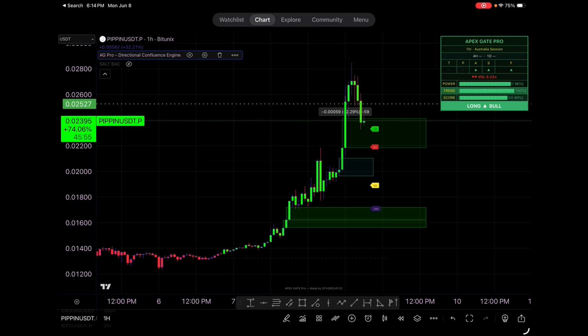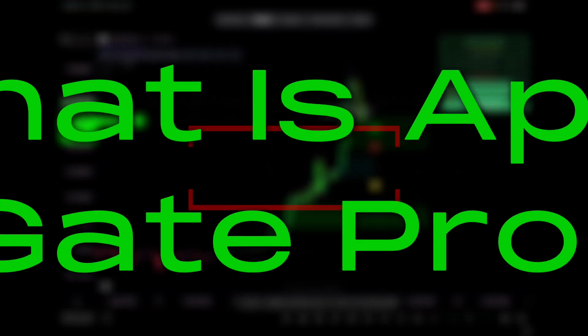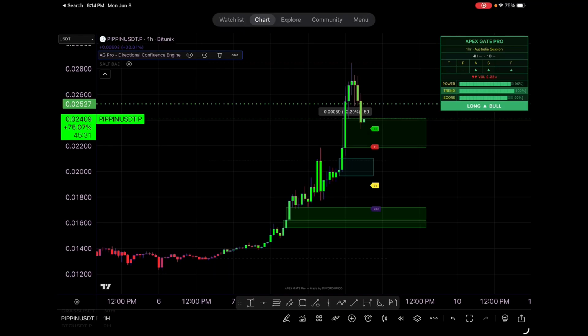That's why I started using Apex Gate Pro. Now, what is Apex Gate Pro? Apex Gate Pro shows the trend, the structure, the volume, the multi-timeframe confirmation, and also the session analysis. Its goal isn't to predict every move. Its goal is to help identify higher quality opportunities. So this indicator is really good at showing the trend and the structure, the volume, the multi-timeframe confirmation and session analysis.